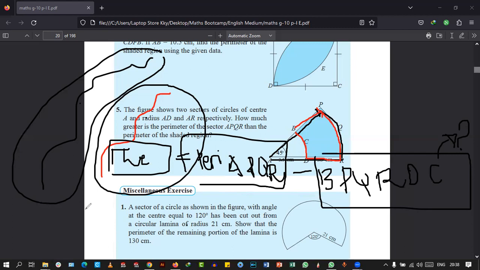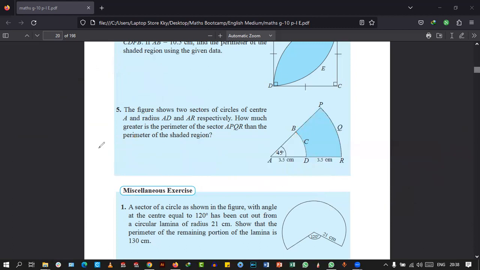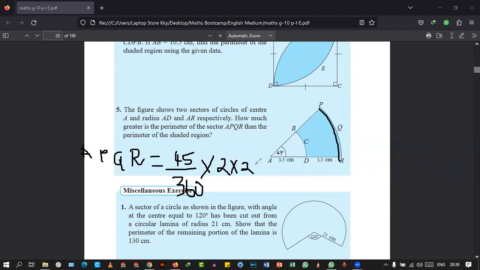Okay, so now I'm going to proceed step by step. Therefore, it should be written somewhere else. I'm just clearing it. Perimeter of A, P, Q, R, A is equal to, we know that, how much? Arc length plus 2R, right? So arc length plus 2R. Arc length is how much? 45 divided by 360 times 2 times pi.